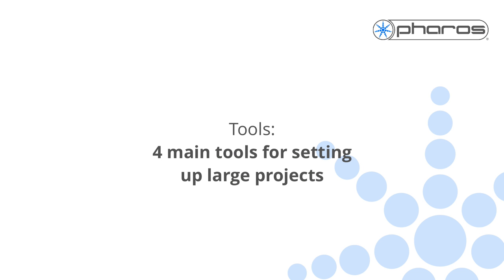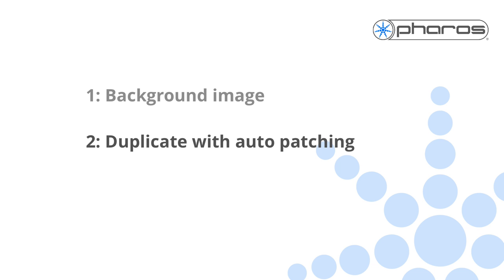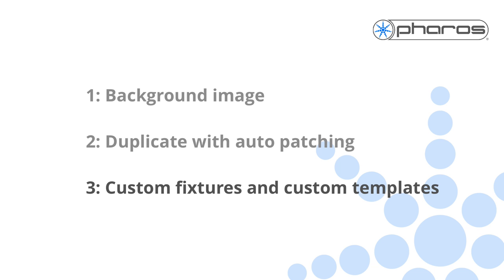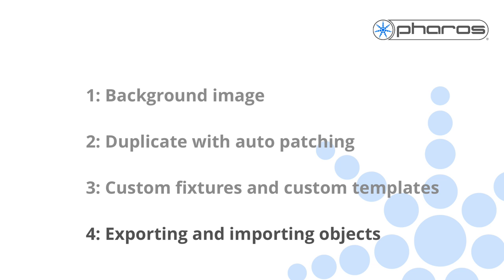When it comes to setting up a project in Pharos Designer, there are four main tools to understand before starting the layout of your project. 1. Background. 2. Duplicate with auto patching. 3. Custom fixtures and custom templates. 4. Exporting and importing objects. Let's go through these items one by one.